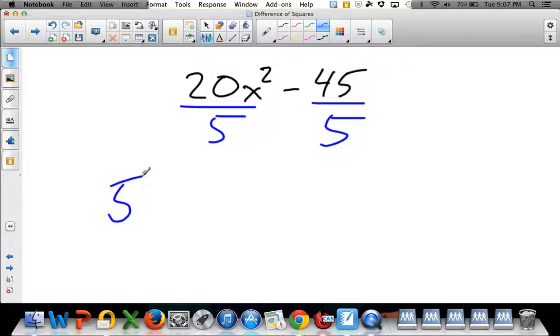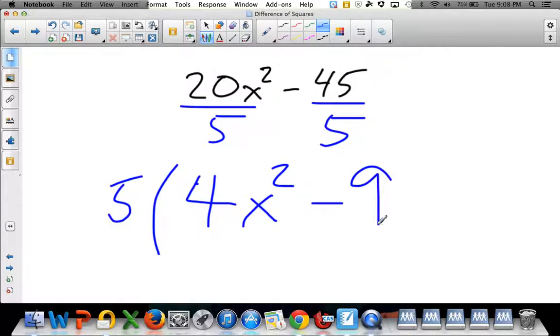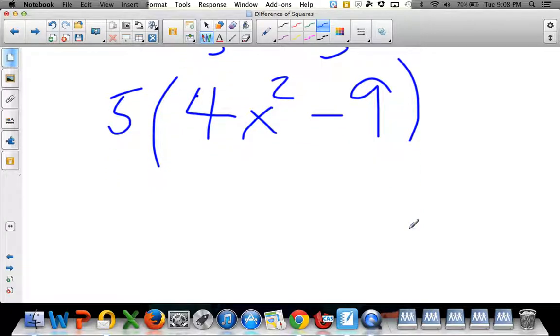So I go 5, parentheses. 20 divided by 5 is 4. And I have my x squared left over. Keeping my minus sign and 9. Just like the problem earlier, I have 4x squared minus 9 in the parentheses, and I can see that both of them are perfect squares, and I have a minus sign. So let's take the square root of the first term, the square root of the last term. Don't forget about the 5 in front.